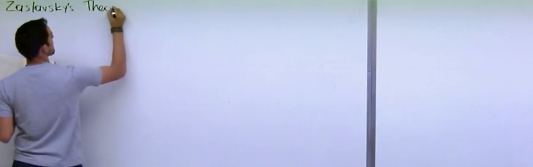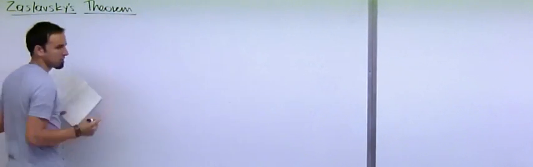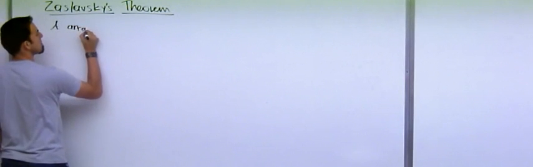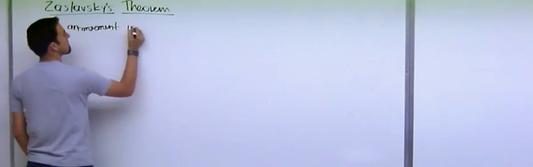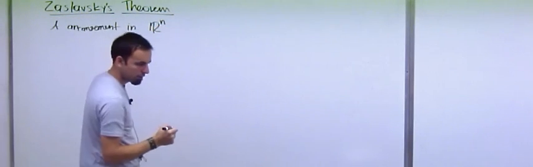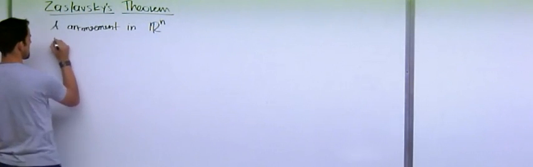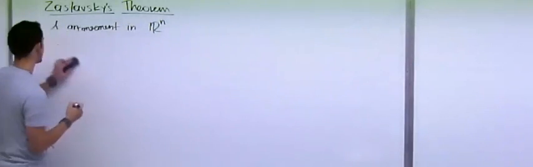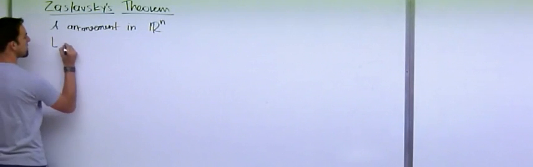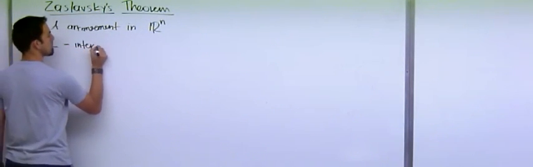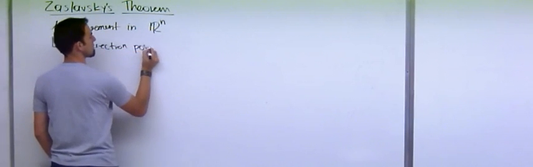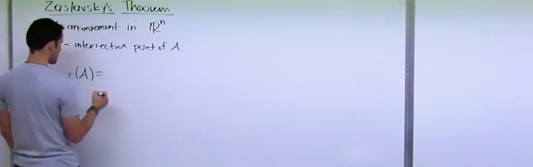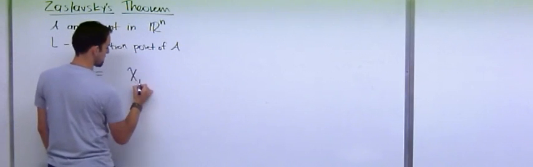Okay, so last time we were in the middle of proving Zaslavsky's theorem, which said that if we have an arrangement in R^n and we want to know the number of regions, then all we have to do is work out the intersection poset and just compute its characteristic polynomial evaluated at -1.